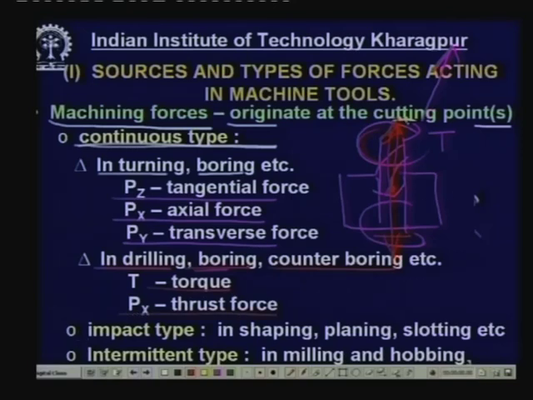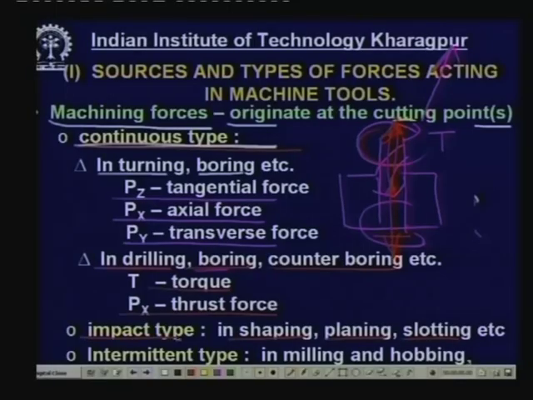Now, just as we described all the forces under continuous type machining, like turning, drilling, boring, where the force does not fluctuate, you know that in machine tools like shaping, planing, slotting, there is an impact. When the cutting tool just contacts the job at high speed, there is a contact or impact. This impact creates intensive force and its effects. This is called impact type machining or impact type force in shaping, planing and slotting.